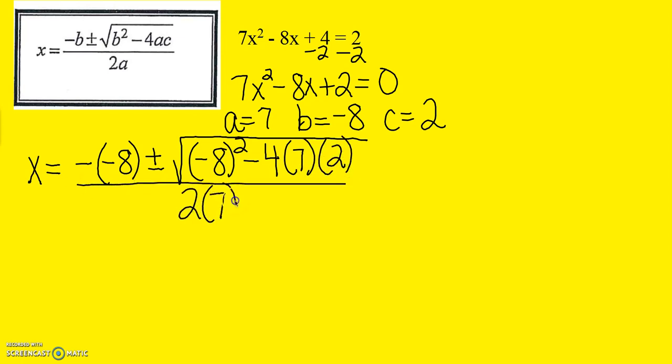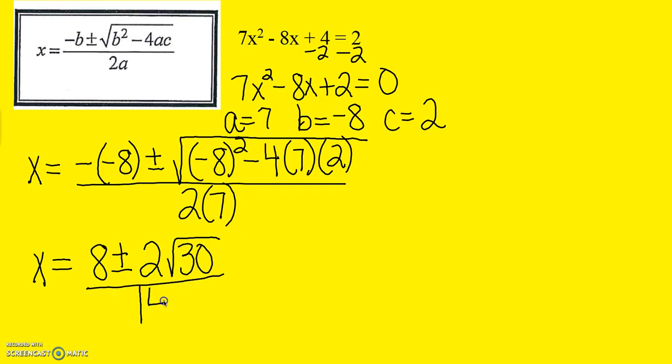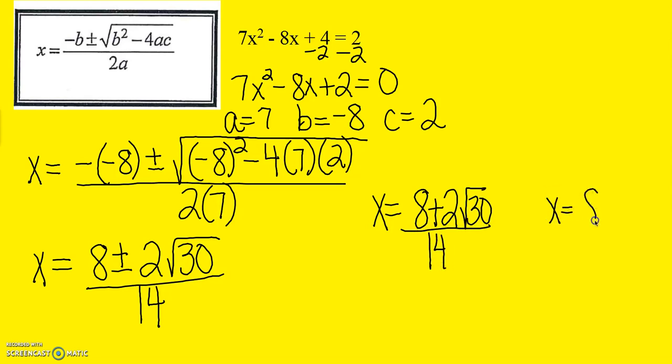2 times a. Using the calculator to simplify what's under your radical, you're going to have 8 plus and minus 2 square root 30 divided by 14. So I'm going to split this up into two solutions. X equals 8 plus 2 times the square root of 30 over 14. And x equals 8 minus 2 times the square root of 30 over 14.